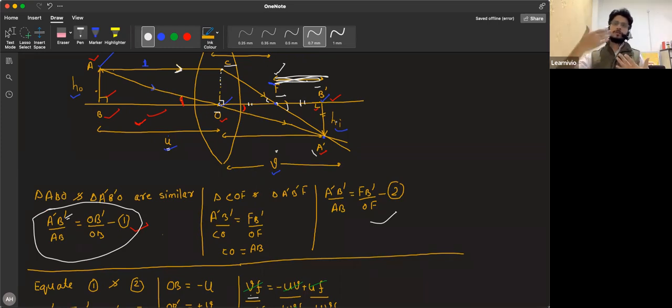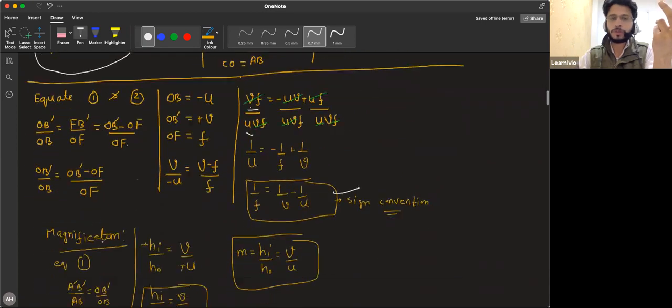So will that be positive or negative? See, the image is inverted. If a height is below the principal axis, then we take that height to be negative. So we will take this A prime B prime to be minus. And AB is above the principal axis, height of object, we take it as positive. OB prime is plus V, OB is minus U.